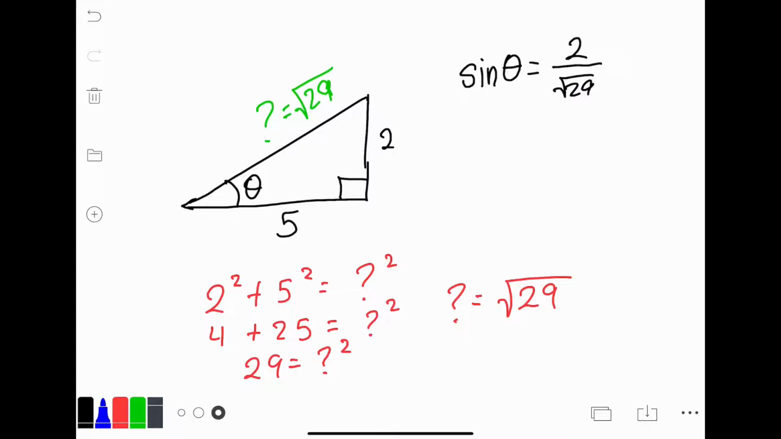How about now if you wanted to find secant theta? So if you remember, secant is the reciprocal of cosine. So that means it's going to be the hypotenuse over the adjacent side. So square root of 29 over 5. There you go. So if you are ever missing a side of a right triangle, all you need to do is use Pythagoras' theorem to figure out the missing side.